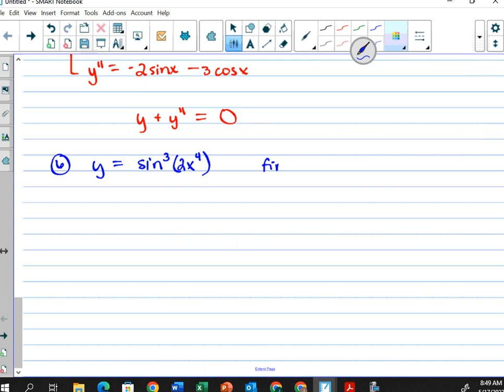All right, guys. Again, find dy dx here. Careful with this one. It's chain rule, but you actually have an exponent on your sine function as well. So think about it. You can do it, guys.